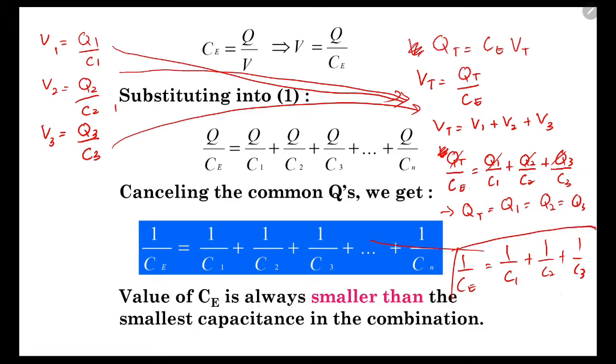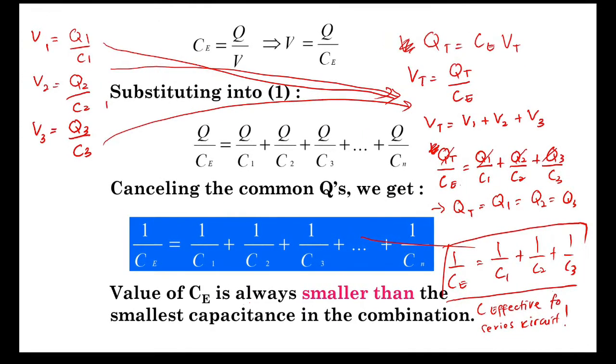So right now we have the formula for C effective for a series circuit. Yes, right. So this one is the basic formula for a series circuit to find the effective capacitance. Okay.